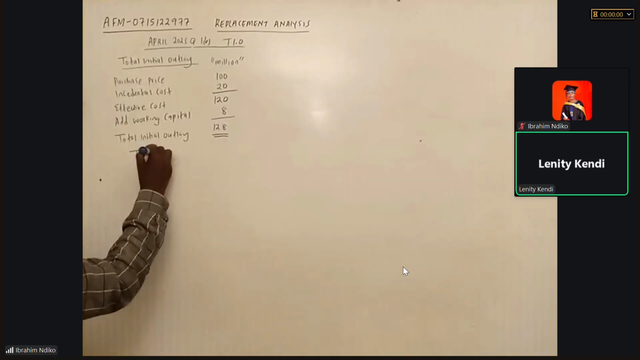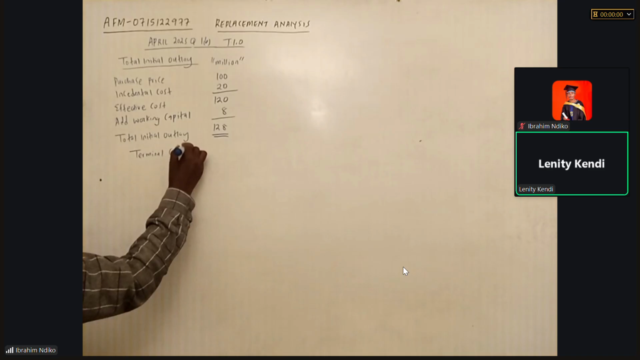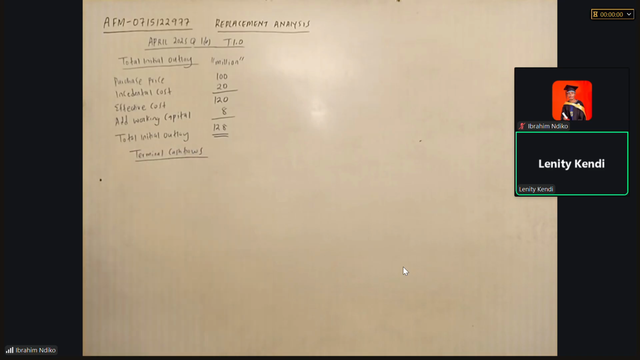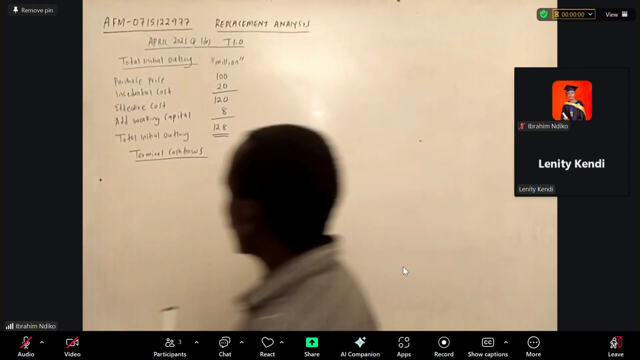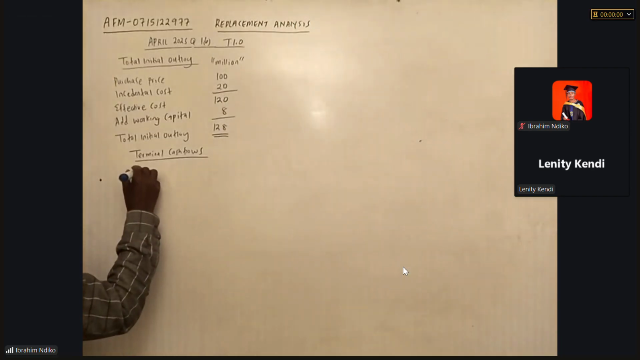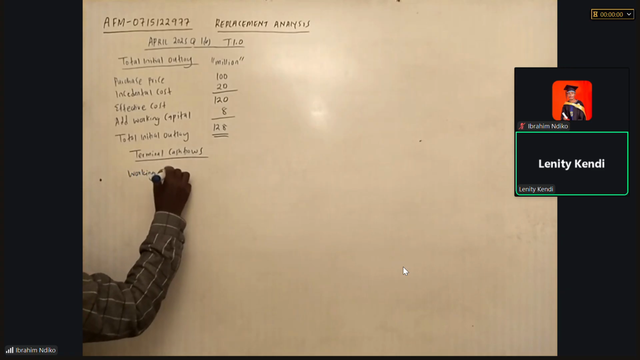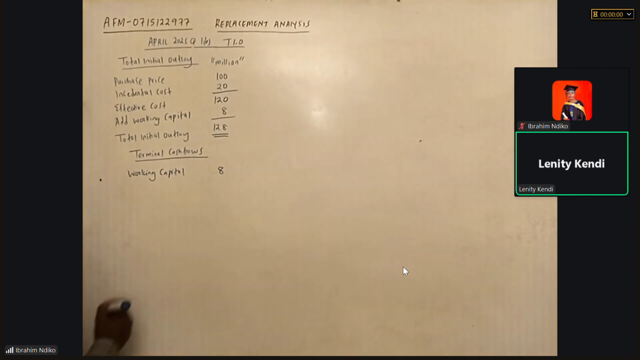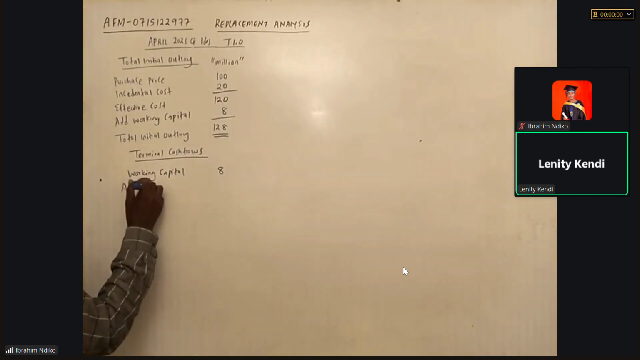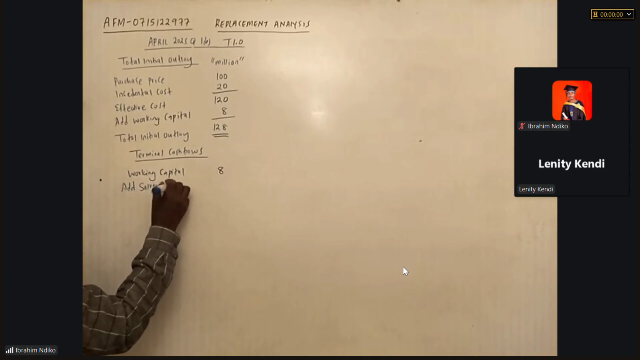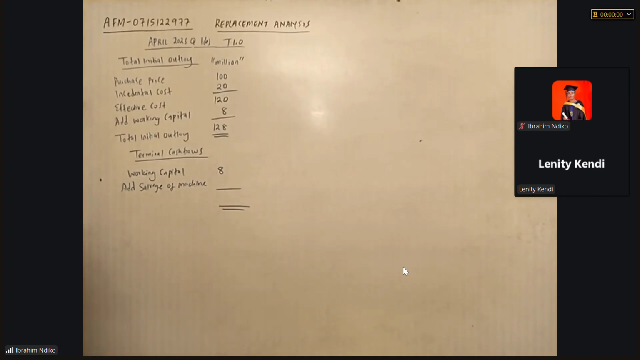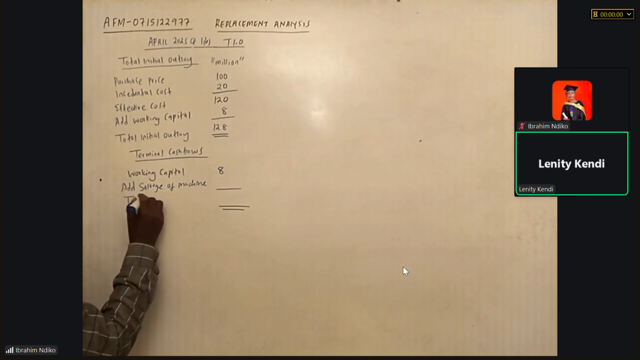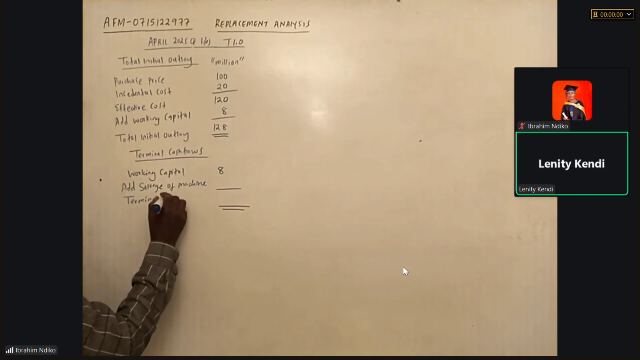Number 2, we are going to determine terminal cash flow. So for our terminal cash flow, we start with the working capital, which we have here. Working capital we have 8 million. Then we add salvage value of the machine. Now this will be only this one because we are not replacing, so we do not need the salvage value of the old machine, sivyo? It will only be the salvage value of the new machine.